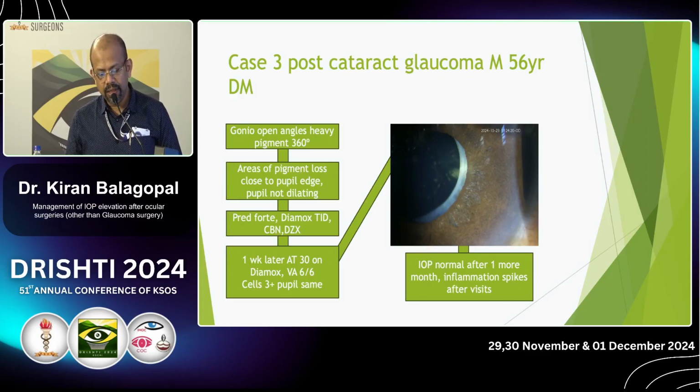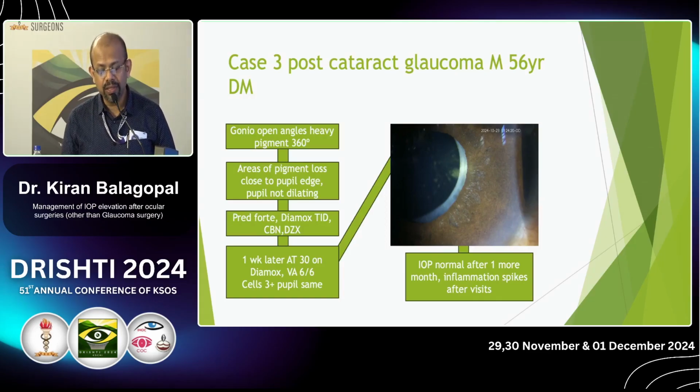1 week later, still the IOP was high despite Diamox 3 times daily. Vision had improved, cells were still 3 plus and pupil was same. And IOP remained between 20 and 30 with intermittent spikes, and after 1 month the IOP became normal. And then the patient developed some influenza and he was lost to follow up for 3 weeks, and after that he came back with a normal IOP only on topicals.